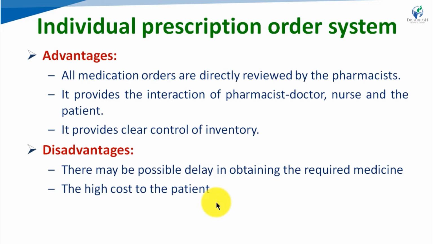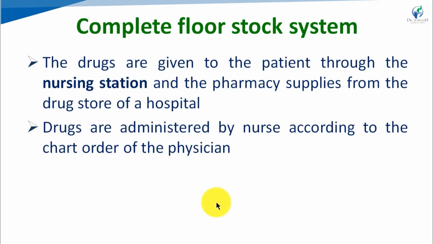Then next one, that is the complete floor stock system. See, the drugs that are given to the patient through the nursing station. देखिए यहाँ पे एक और रोल दूसरा एक रोल आता है that is of the nursing station to distribute the product, and the pharmacy supplies from the drugstore of a hospital. That means we are supplying the product from drugstore to the patient by the use of nursing station. मतलब यहाँ पे एक nursing station का role आएगा to distribute the drug.